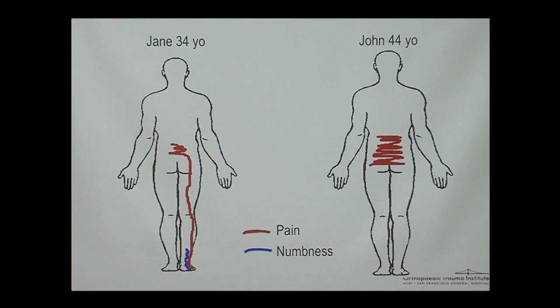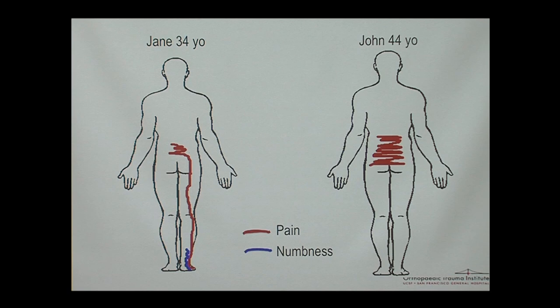We typically have two kinds of patients. Jane, on the left side, is a 34-year-old female who has pain in the lower back, and the pain shoots down to the posterior thigh to the calf. She also has numbness in the foot. John, on the right side, doesn't have pain in the leg, but he has significant pain in the lower back and upper buttock.